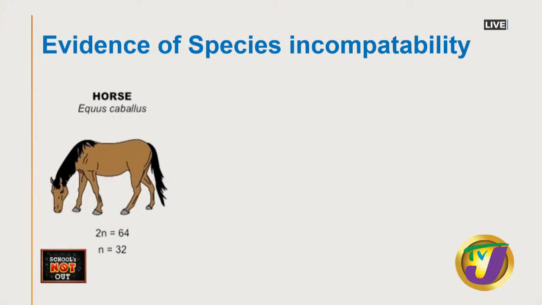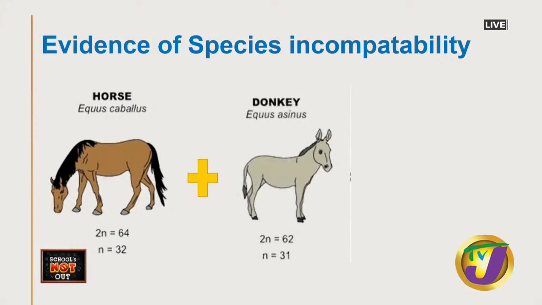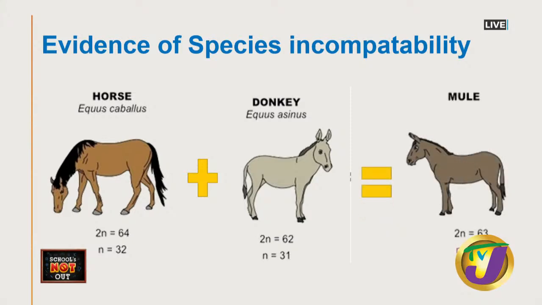If the horse was made to mate with a donkey that has 62 chromosomes and the haploid number of chromosomes being 32, what is produced in this crossbreeding would be a mule. And as many persons will know, mules are infertile.